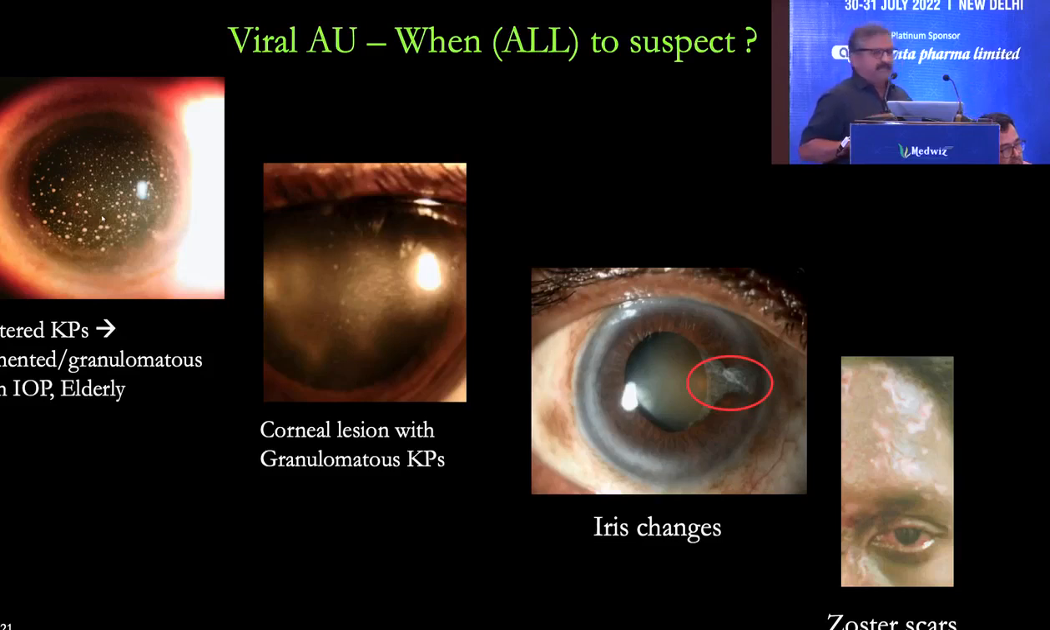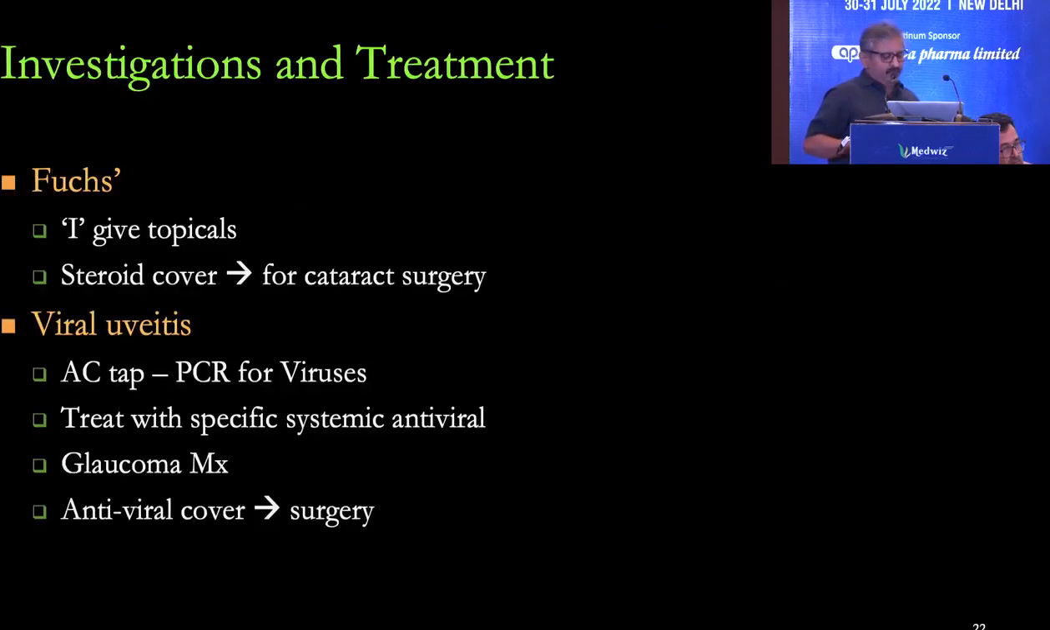Look at some subtle scars. It may be close to the scalp line. Then these are zoster scars. Again, it's indicative of a viral anterior uveitis.